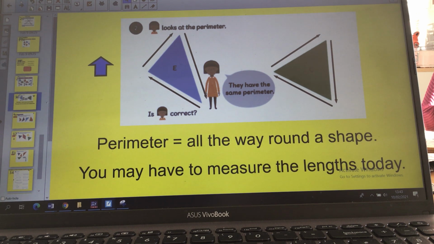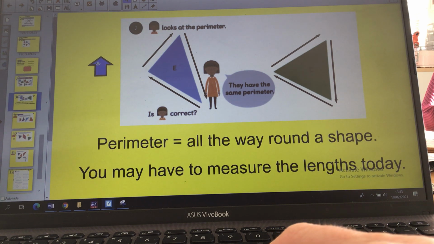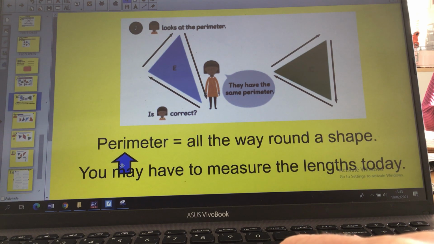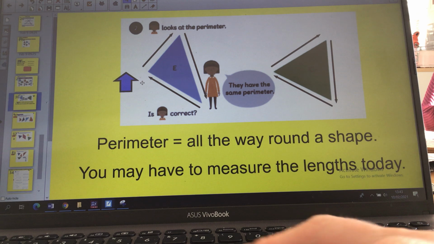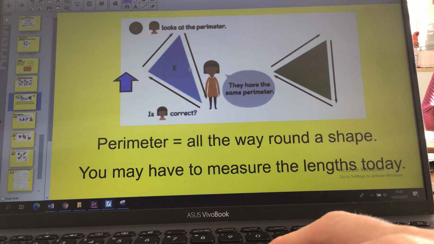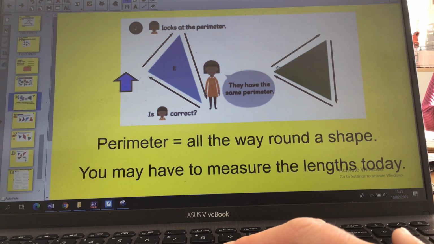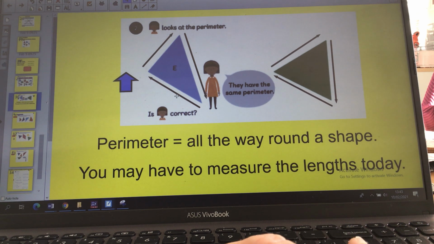This little girl decided to think about the perimeter to sort her triangles. So remember, we've come across perimeter before. Perimeter is all the way around a shape. If you were to measure this length and this length and this length, can you see the arrows going round the shape? And if you were to measure this length and this length and this length, you would find the two perimeters and you could work out if she was correct. But that is a way of sorting triangles. You might decide to think about whether they have the same perimeter as each other.